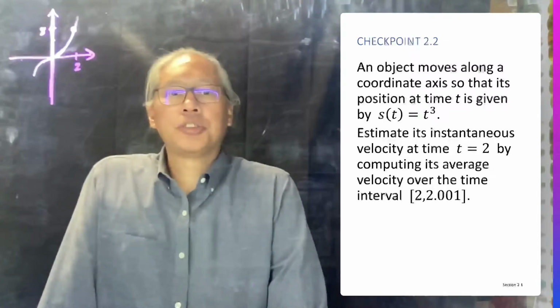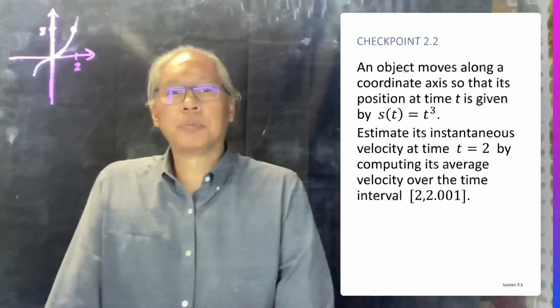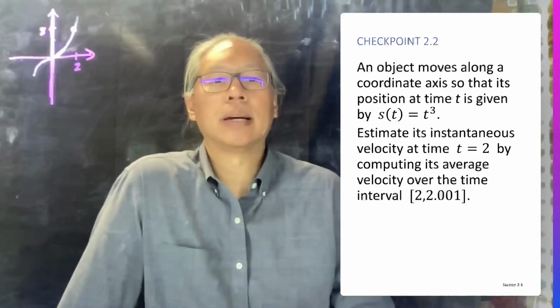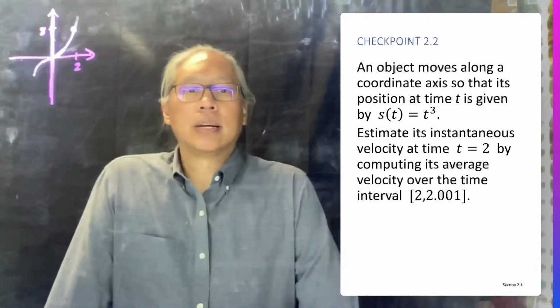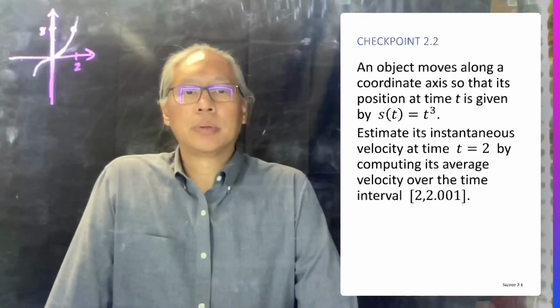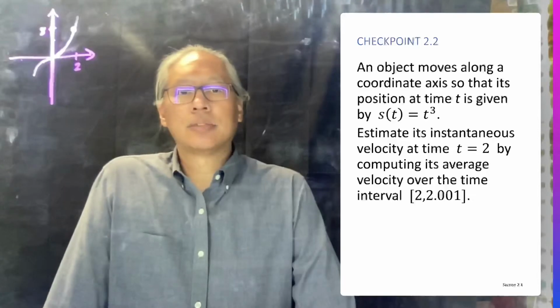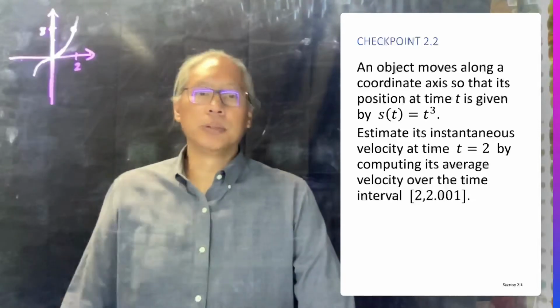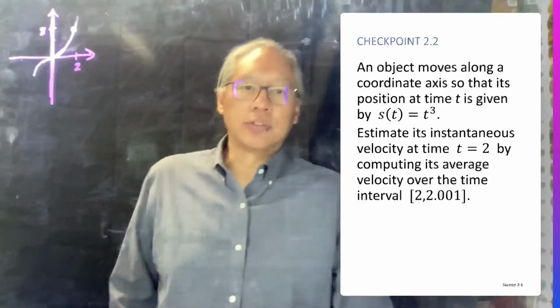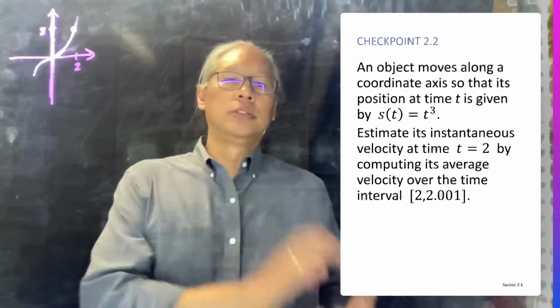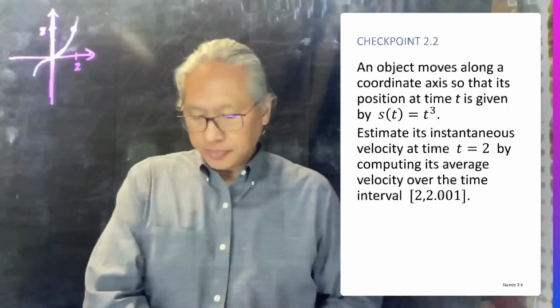Hello, this is checkpoint 2.2 from section 2.1. It says that an object moves along the coordinate axis so that its position at time t is given by s of t is equal to t cubed. They want us to estimate its instantaneous velocity at time t is equal to 2 by computing the average velocity over the time interval from 2 to 2.001.